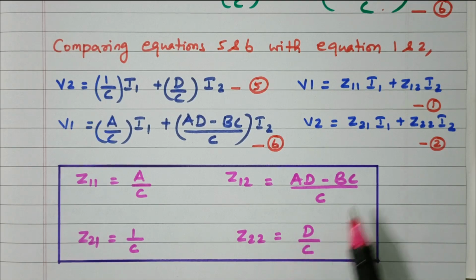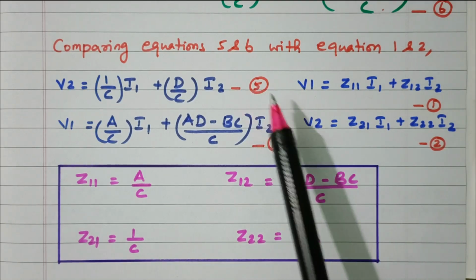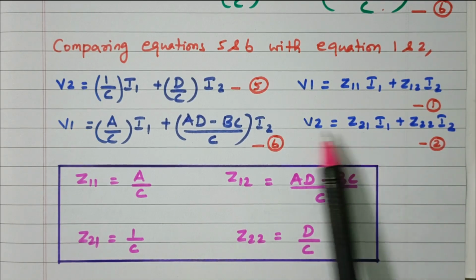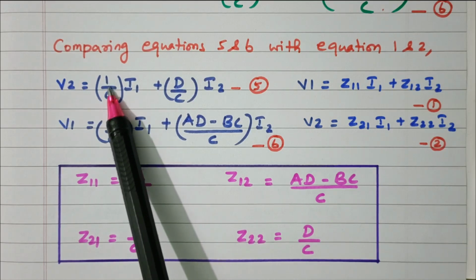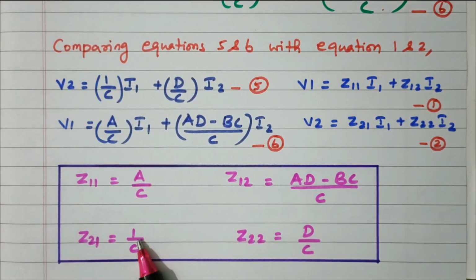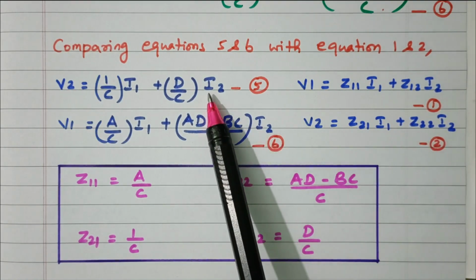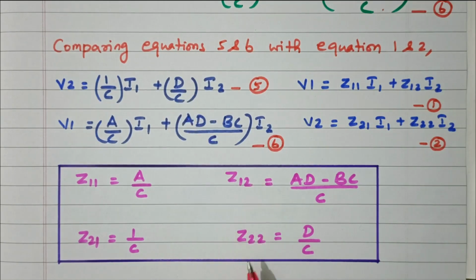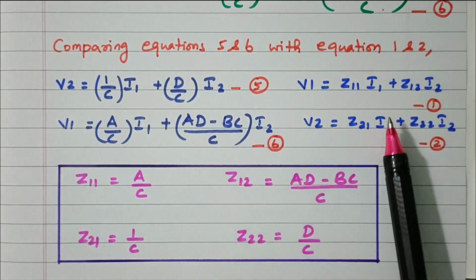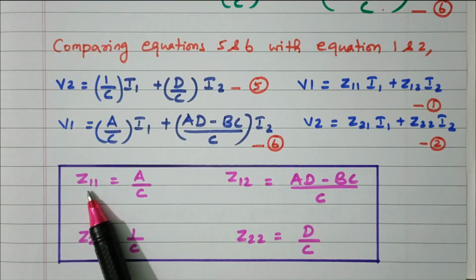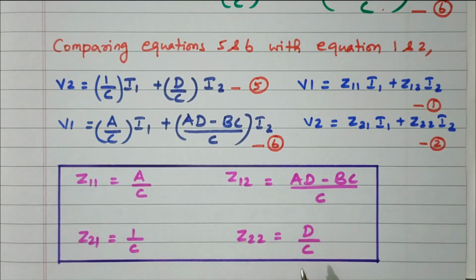Similarly, we will compare equations 2 and 5. The coefficient of I1 is Z21, and here the coefficient of I1 is 1 by C. So we can write Z21 equal to 1 by C. The coefficient of I2 is Z22, and here the coefficient of I2 is D by C. So Z22 equal to D by C. So by comparing coefficients, we are able to identify the 4 parameters. That is, Z parameters are expressed in terms of ABCD parameters.